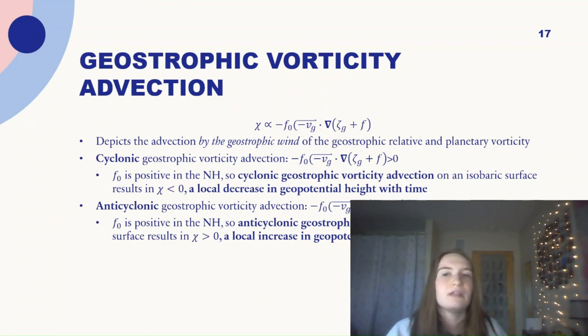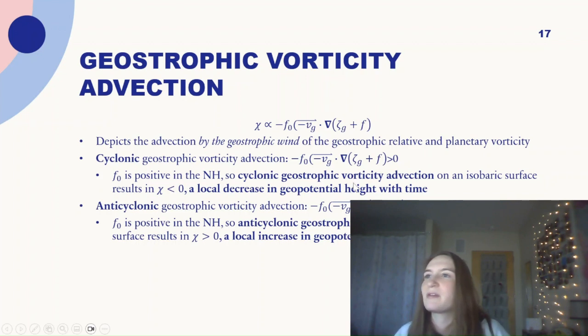Okay, this is depicting the advection by the geostrophic wind, note the subscript G, of the relative and planetary vorticity. The cyclonic geostrophic vorticity advection is given by this. If it's greater than 0, that's cyclonic because it will be positive, and that's cyclonic in the northern hemisphere. So f naught is always positive in the northern hemisphere. So cyclonic geostrophic vorticity advection on an isobaric surface results in chi less than 0.